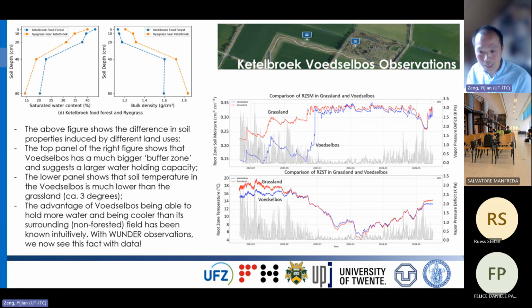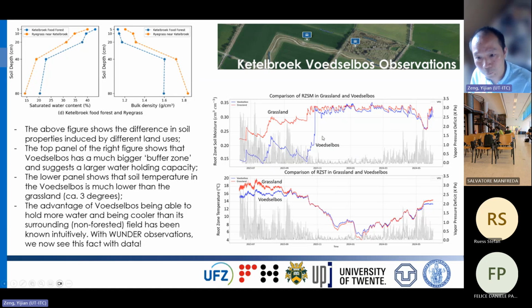If the soil is less compact, it creates more buffer to hold water, let's say soil water. This can also be seen from the soil moisture curve. This is the grassland, this is the food forest. The difference between the lowest and the highest water content in the grassland is actually quite limited. It's between, for example, 0.22 to 0.35, so you have a water holding capacity of like 0.13.